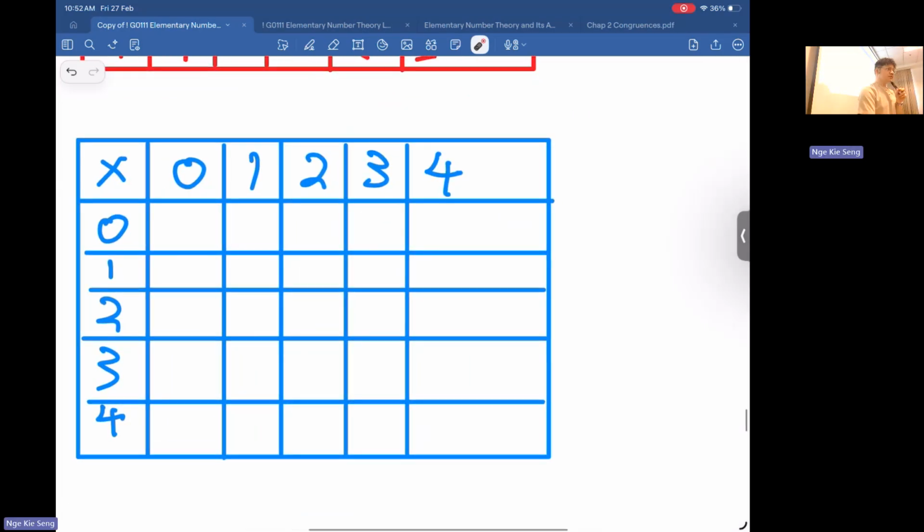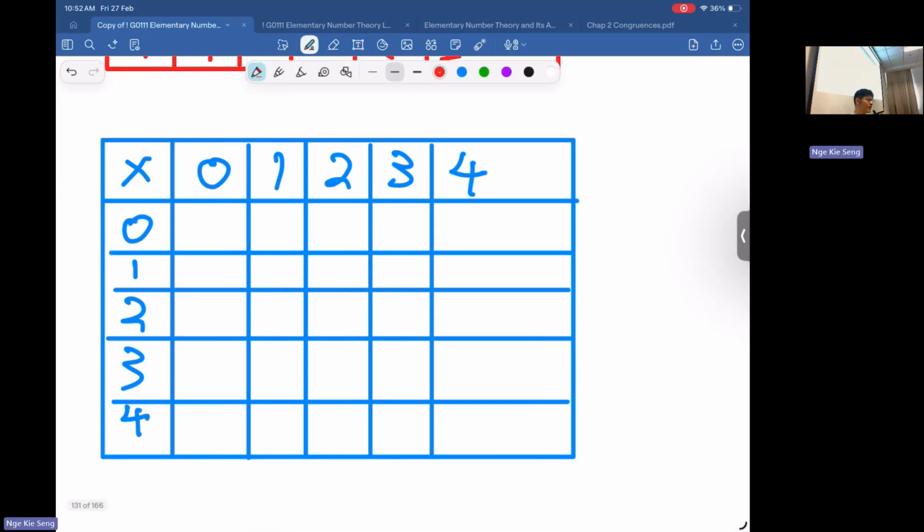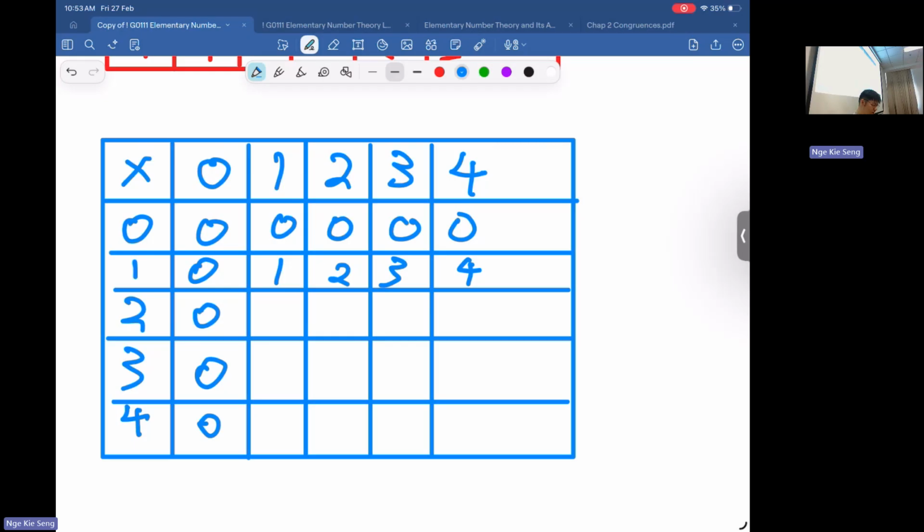Okay, anyone work out this? I guess there are two very simple row and column, right? Where you just get 0 all the way. Maybe someone can tell me what the second row is. Still easy, this one. Multiply by 1, right? That's why you just get 1, 2, 3, 4. Okay, how about the third row? Want to try anyone? 2, 4, 1, 3. Okay, good. I get the same thing. Fourth row then? 3, 1, 4, 2. Good. And then? 4, 3, 2, 1. Okay, very good.